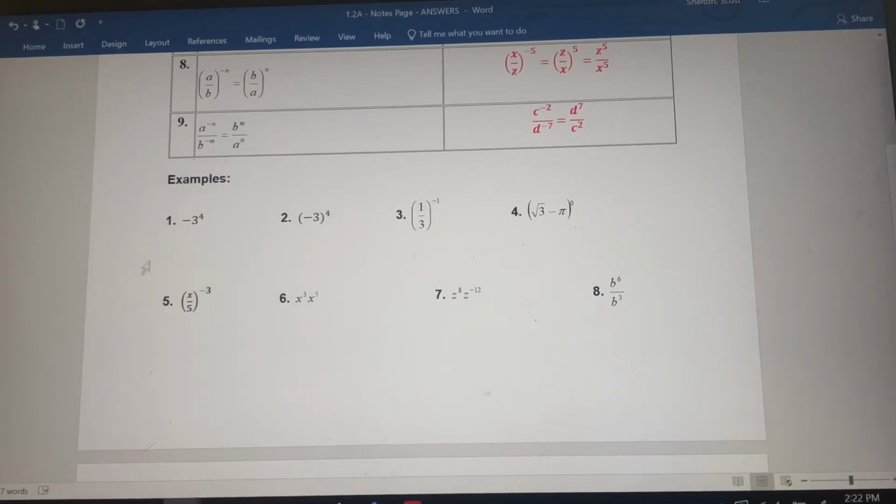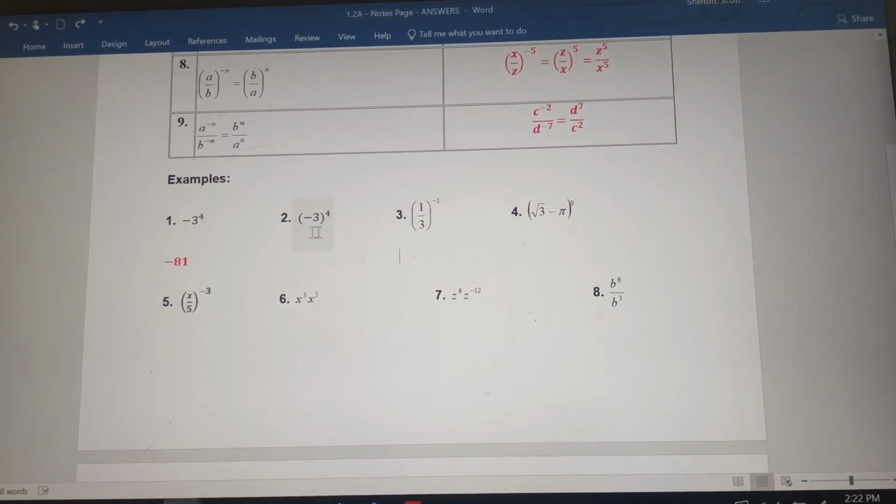Okay, so look at number 1 and 2. They look like they might be the same problem, but they're not. In number 1, the 3 is being raised to the 4th power. We don't think of this as a negative 3. We think of this as the opposite of 3 to the 4th power. Well, 3 to the 4th power is 81, so the opposite of that is negative 81.